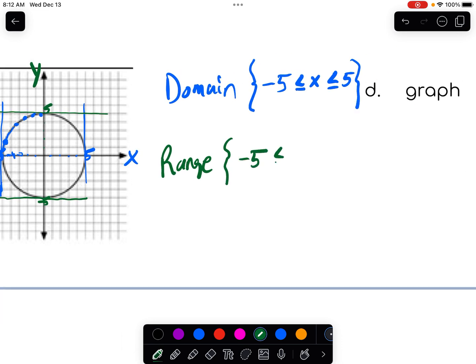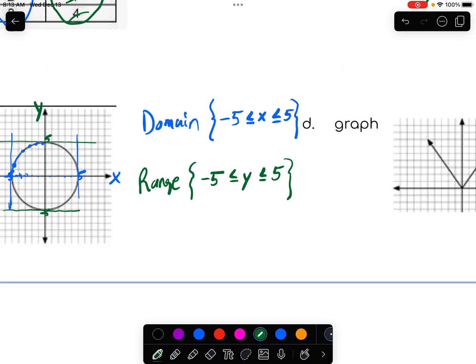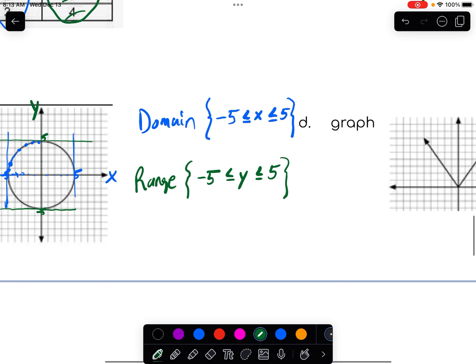So the range works similarly, only now we're talking about the outputs. So the y values are anywhere between -5 and +5. That would be the range. So any number, including decimals, including fractions, between -5 and +5 could be part of the range.